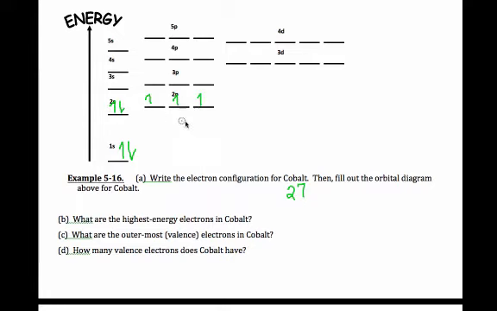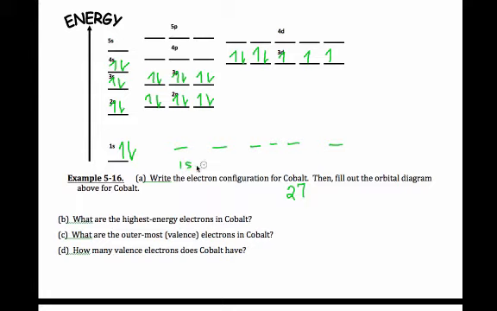Don't forget Hund's rule. And then Pauli, 8, 9, 10, 11, 12, 13, 14, 15, 16, 17, 18, 19, 20, 21, 22, 23, 24, 25, 26, 27 electrons. And that would be cobalt's. Now, you can draw this in this direction.